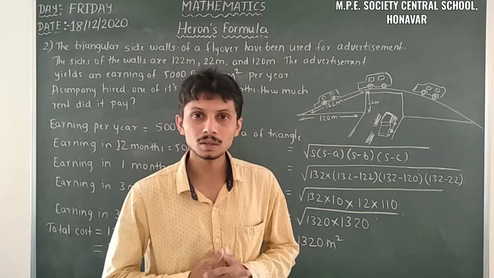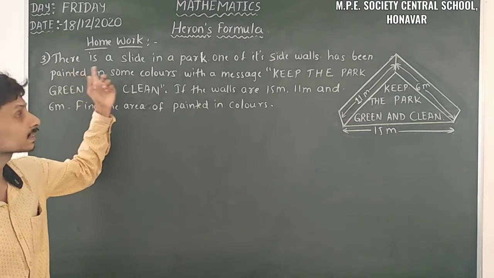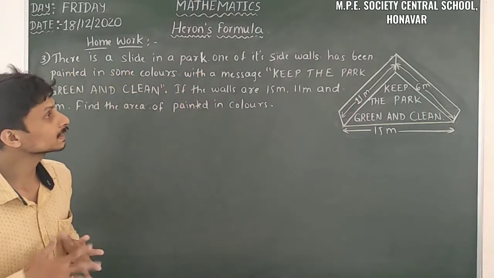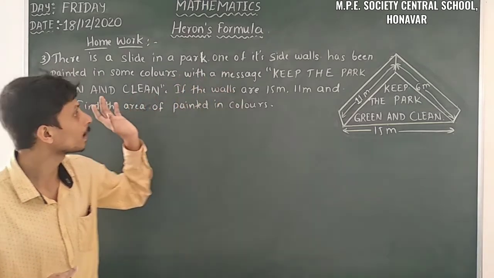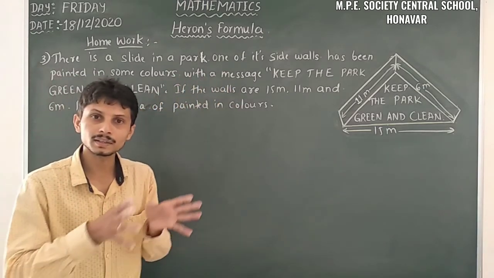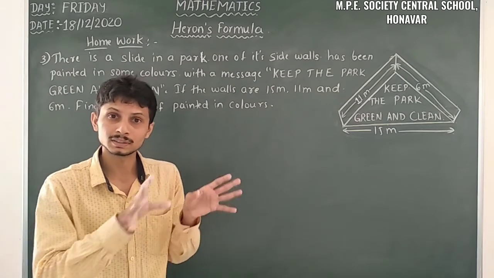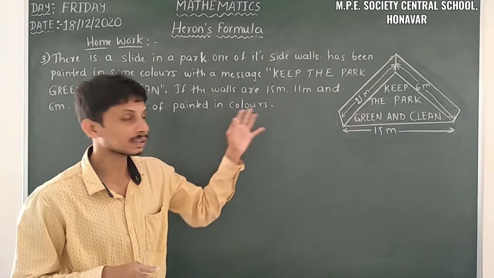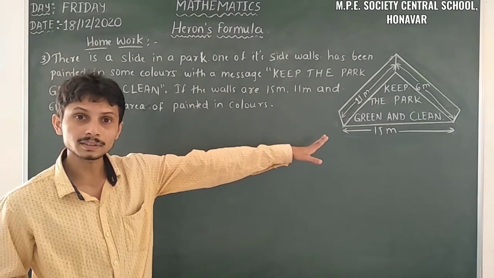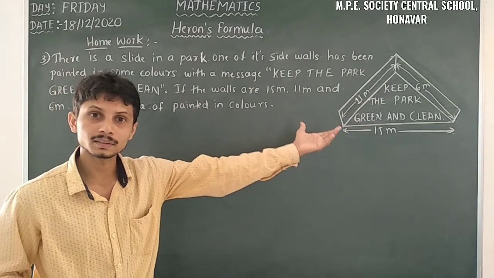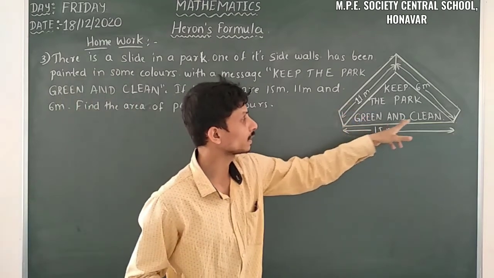So let us take some homework. Here, just observe, there is a slide in a park. One of its side walls has been painted in some colors with a message, keep the park green and clean. There is a park and here there is a slide. It means some notification and some rules, so they are painted like this. So here there is a slide wall, and on that they just painted a rule, that is, keep the park green and clean.